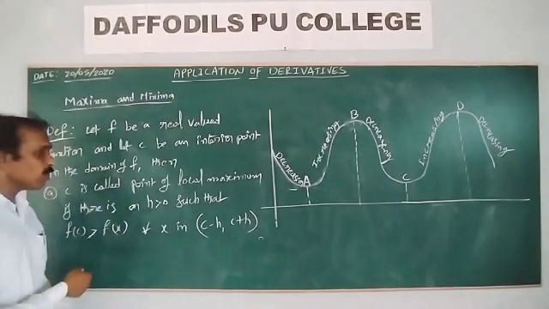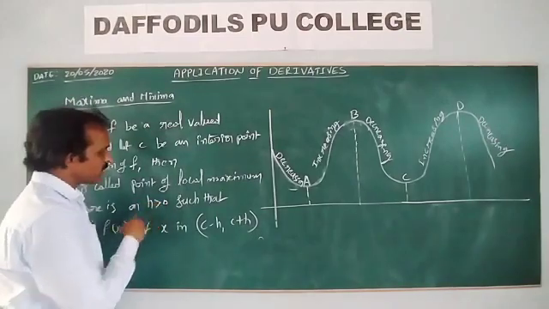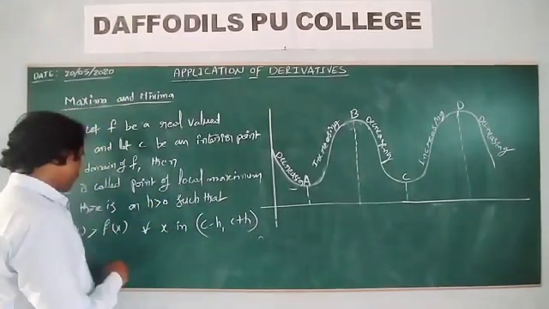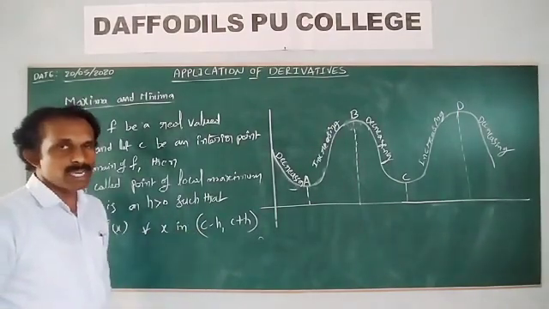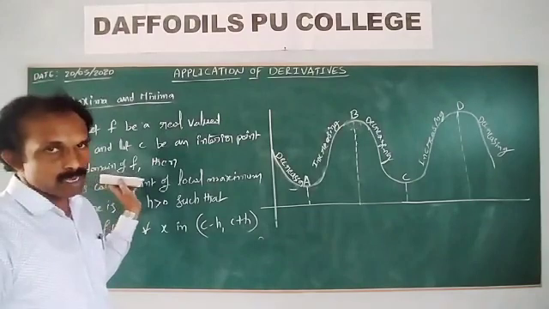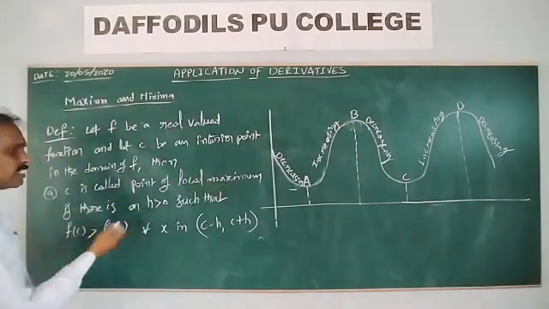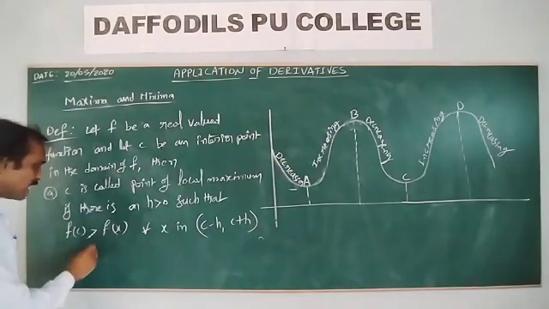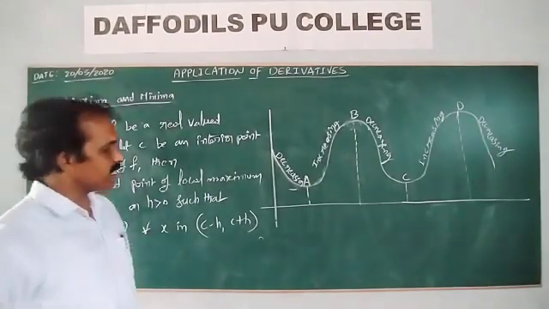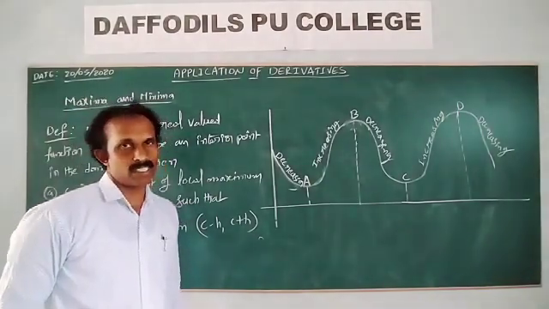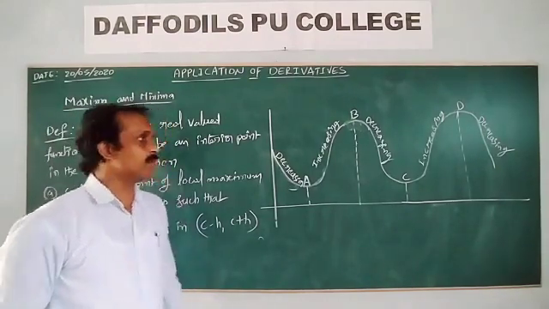And c is called a point of local maximum if there is a small h greater than 0 such that f of c is greater than f of x for all x in (c minus h, c plus h). Similarly, c is called a point of local minimum if there is an h greater than 0 such that f of c is less than f of x for all x in (c minus h, c plus h). This is the concept of local maximum and local minimum.